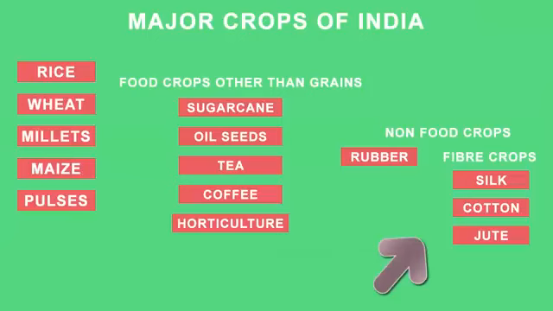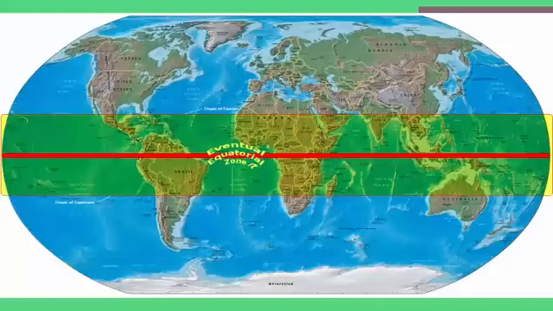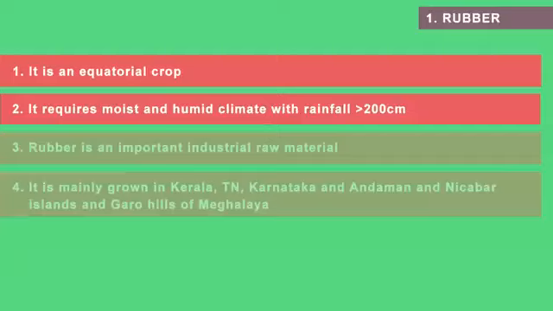Now let's move on to the next topic, non-food crops. Meaning these are crops but you cannot consume them. They are not edible. So the first one is rubber. It is an equatorial crop, meaning it is grown in all the countries that lie in the equatorial region. Now to grow rubber, you need a moist and humid climate, and then you need heavy rain, more than 200 centimeters. So moisture, humidity and heavy rainfall are all characteristics of the equatorial region.